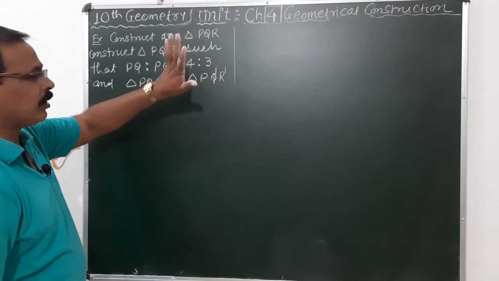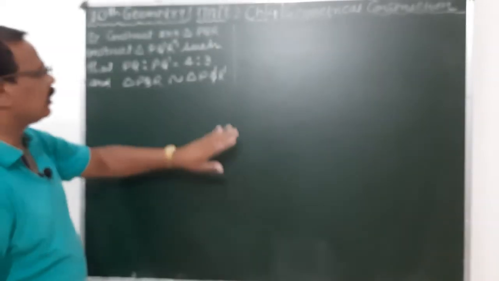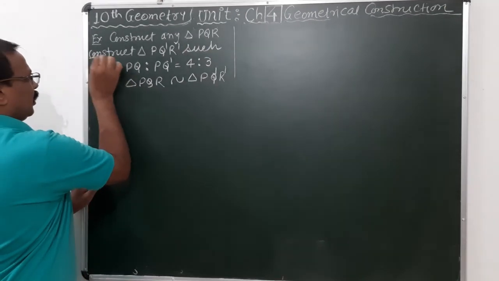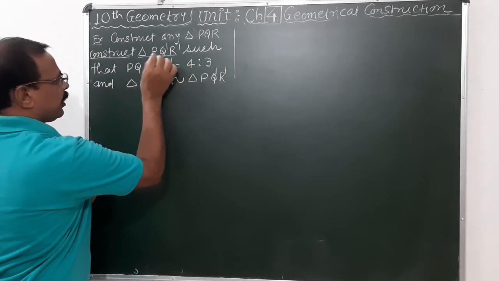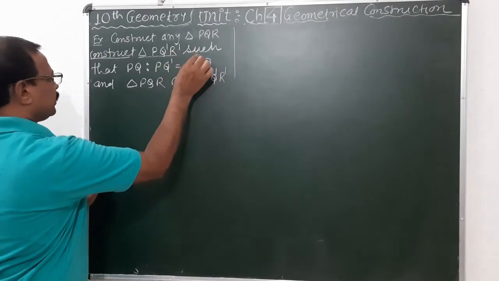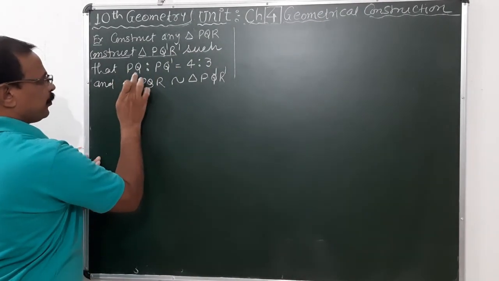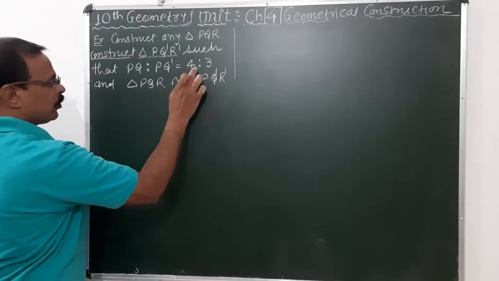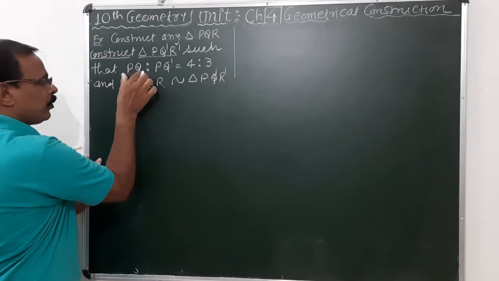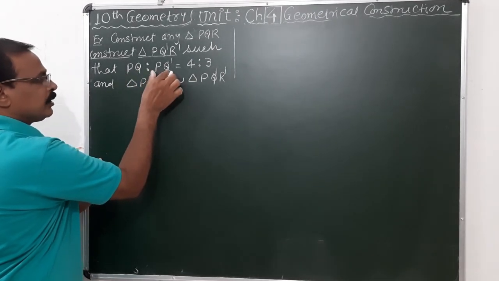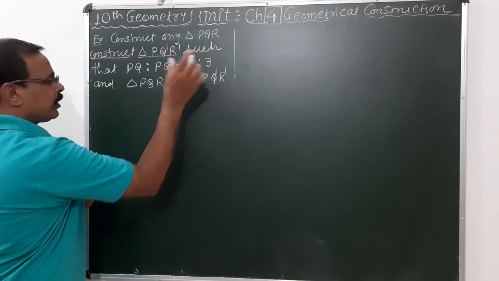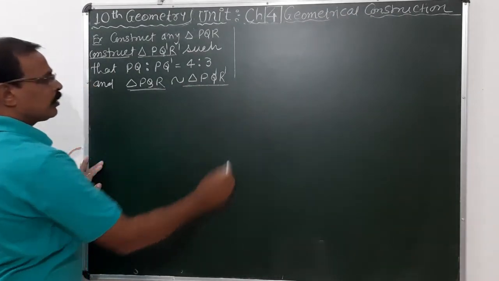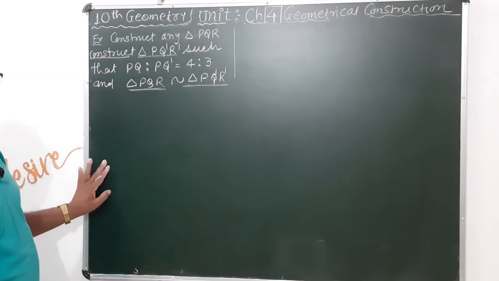Construct any triangle PQR. Whatever may be the dimension of this triangle here, we can take it here. Construct another triangle PQ dash R dash such that PQ is to PQ dash is equal to 4:3. The ratio of PQ is to PQ dash is nothing but 4:3. And triangle PQR must be similar to triangle PQ dash R dash here.